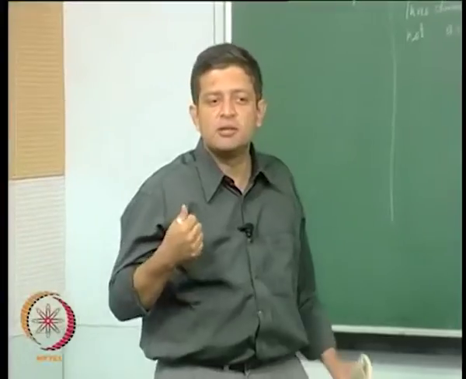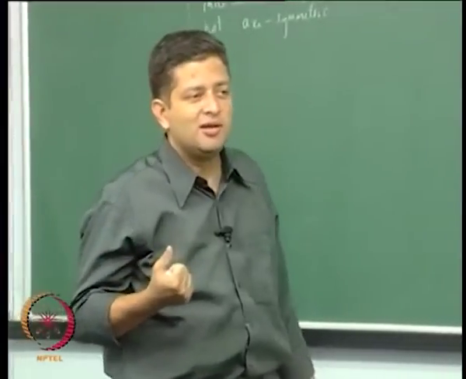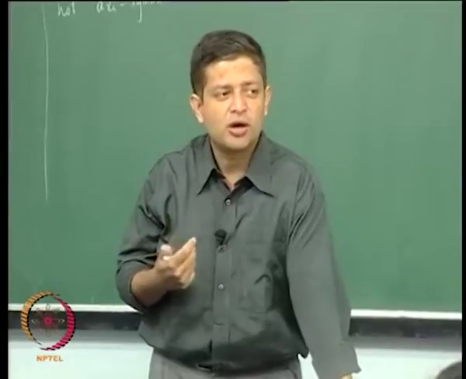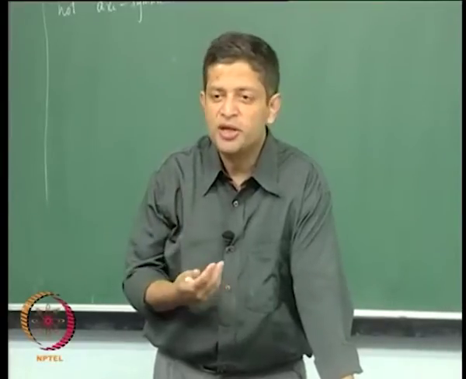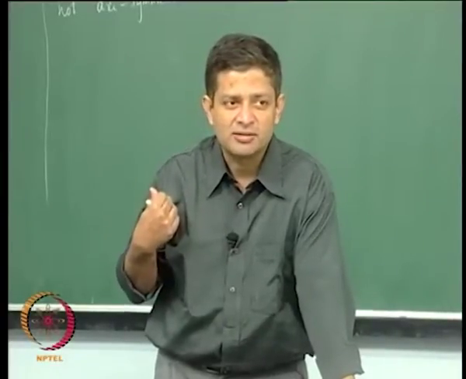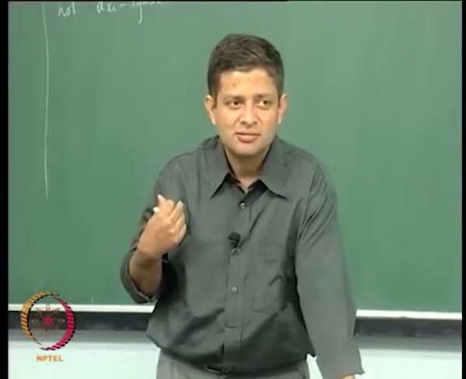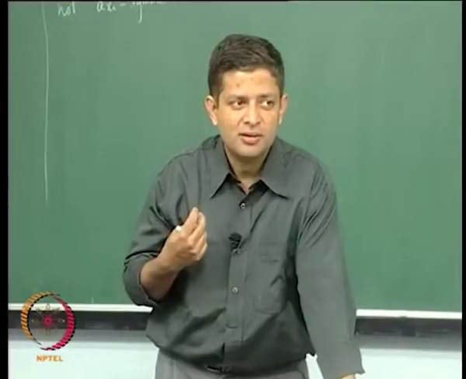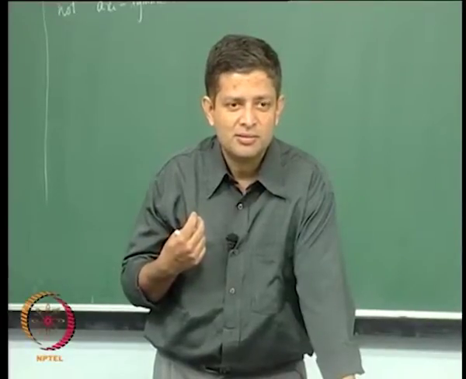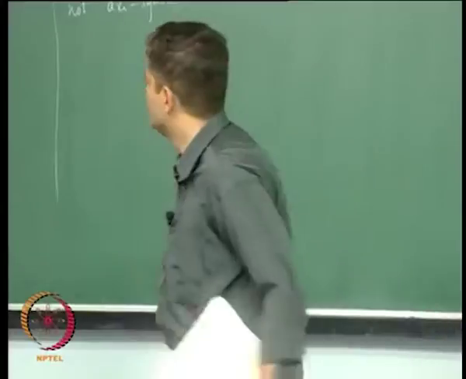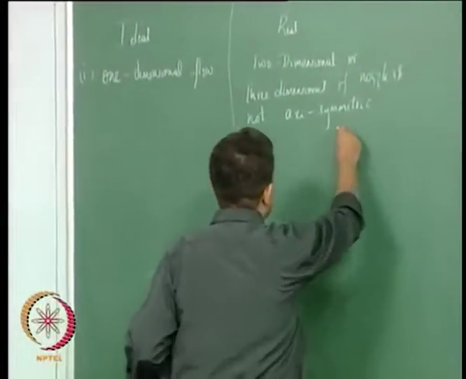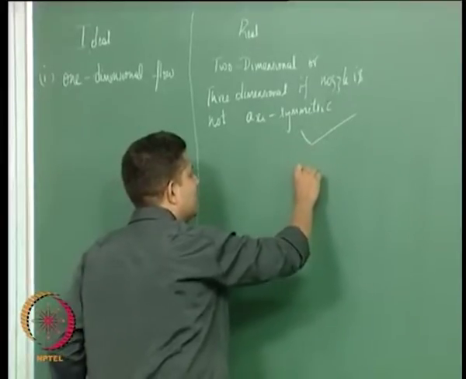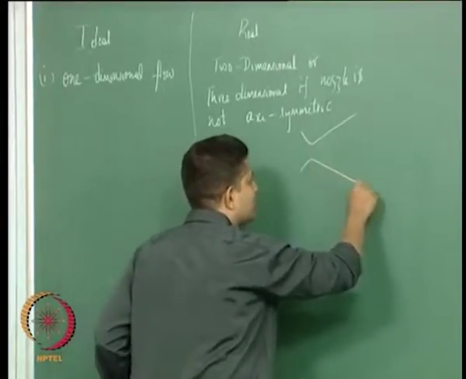What does this lead to? If the flow is two-dimensional or three-dimensional, how is it going to be different from what we had derived in class? What is going to change? If you look at typically what happens in a nozzle, the nozzle is going to be something like this.